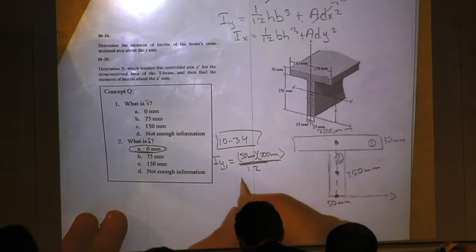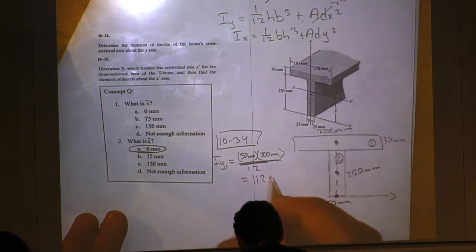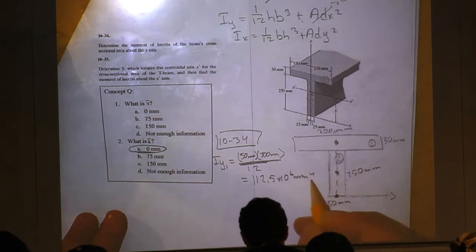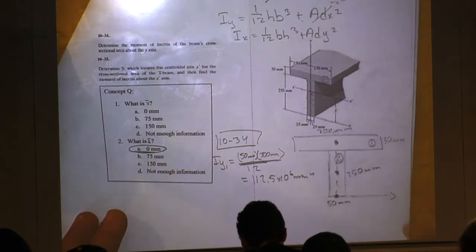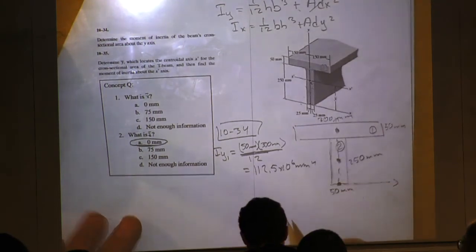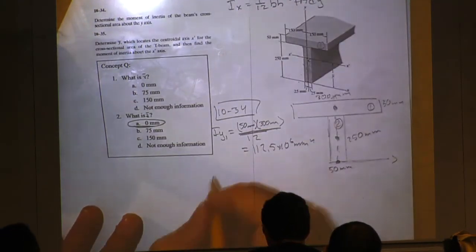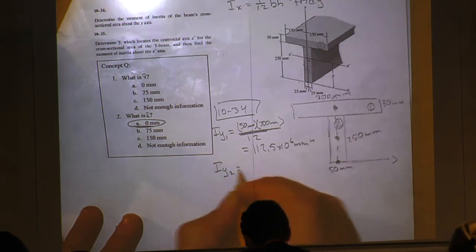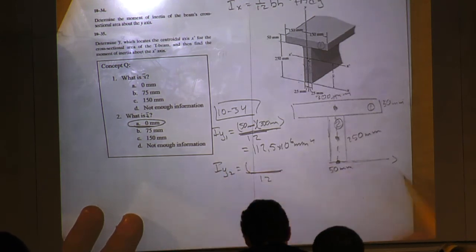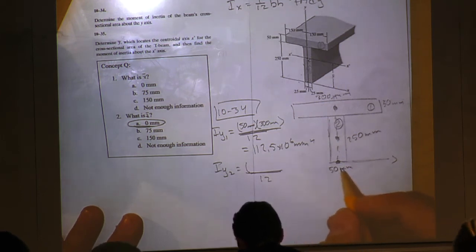And this comes to the fourth power. And then we have I_2 of our second shape, with our height.